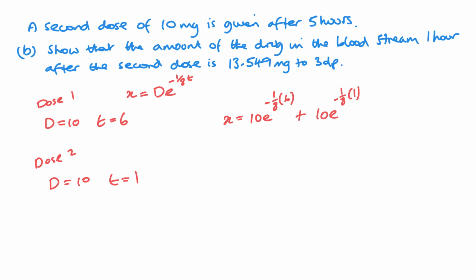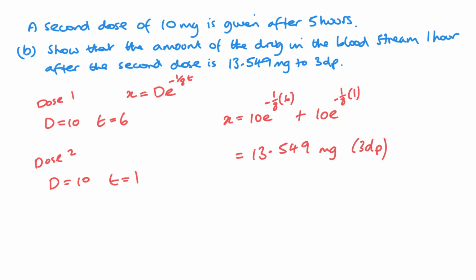And it's this type of question where people tend to go wrong because they don't think of the first dose being on 0 hours, and they don't think it all the way through. You just need to break the question down. So using my calculator now, I can get the answer 13.549 milligrams to 3 decimal places.